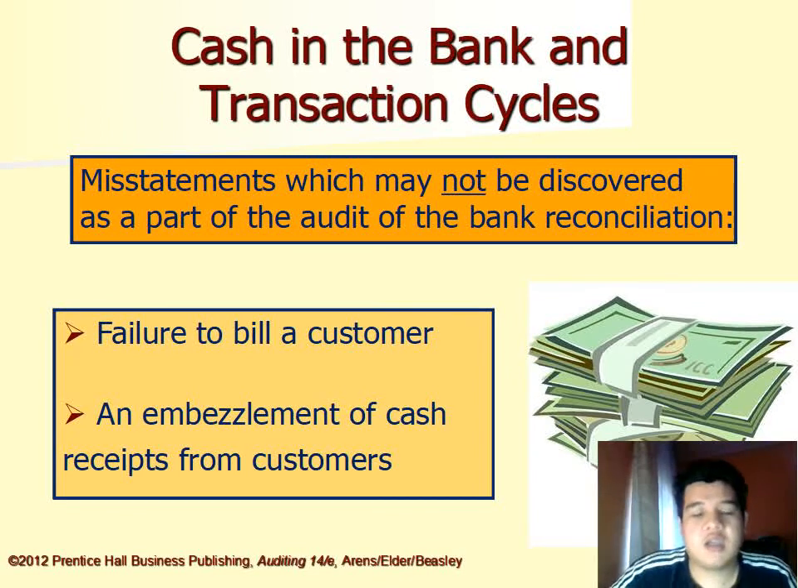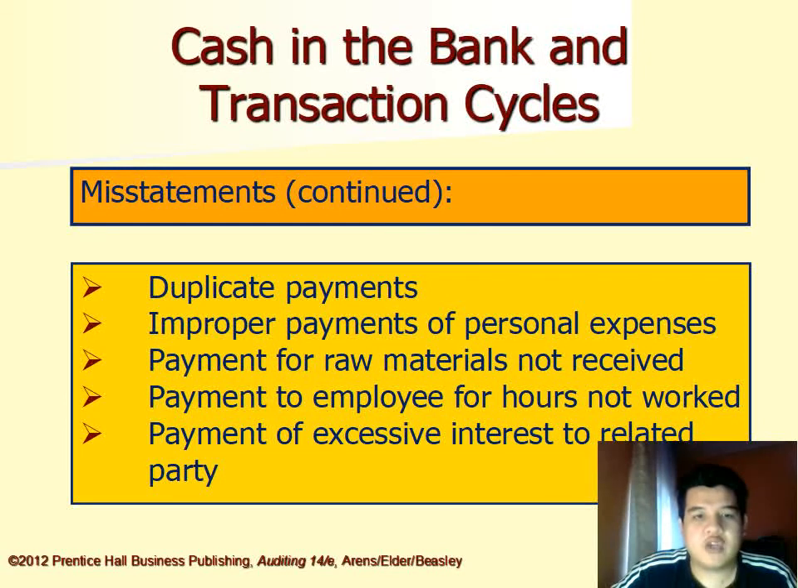So in this part, there are several misstatements which may not be discovered as a part of the audit of the bank reconciliation, which are failure to bill a customer and misappropriation of cash received from a customer, duplicate payments, improper payments of personal expenses, payment for raw material not received, payment to employee for hours not worked, payment of excessive interest to a related party.